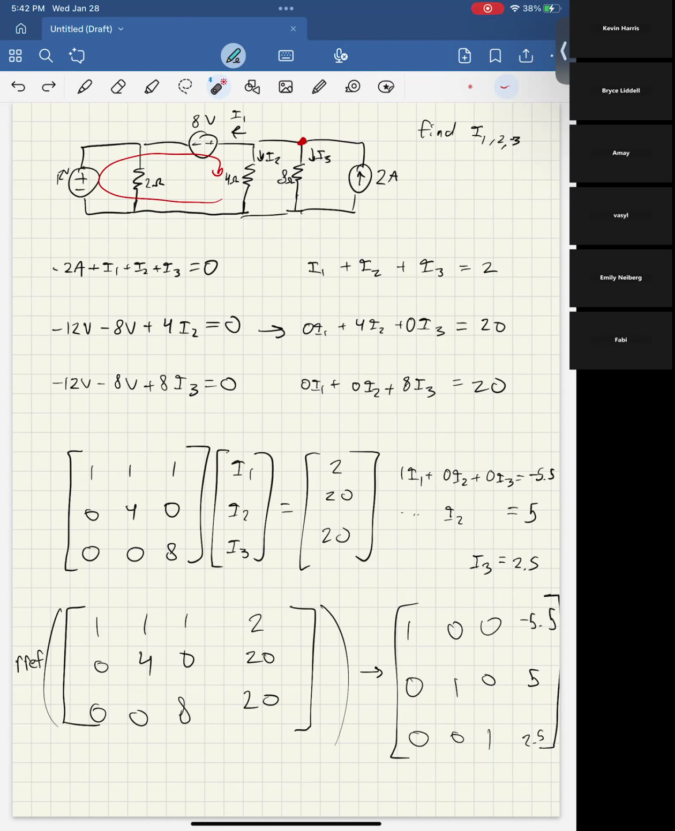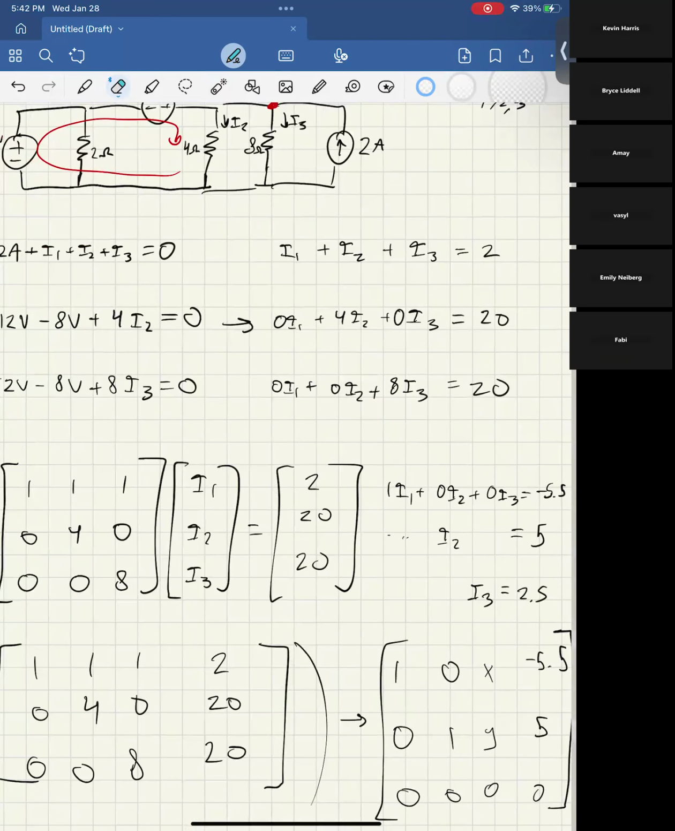Because what ends up happening, for example, is if you don't have enough information and you do this, it spits out something with some number and zeros in the bottom. Yeah, that's what I was confused about. What that's saying is that I3 is still undetermined.